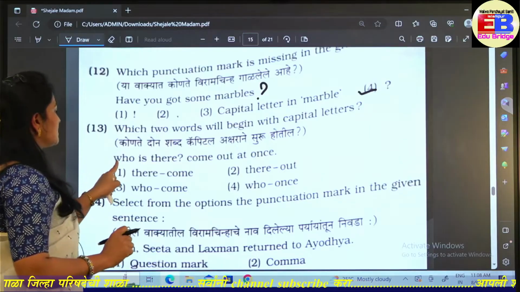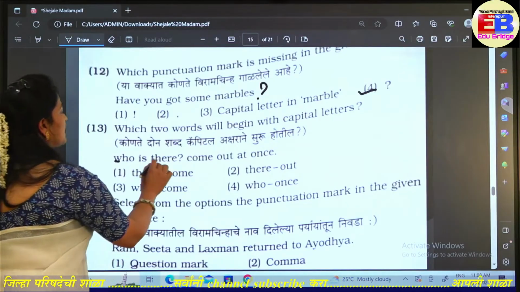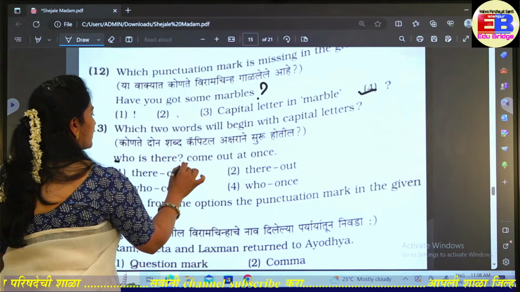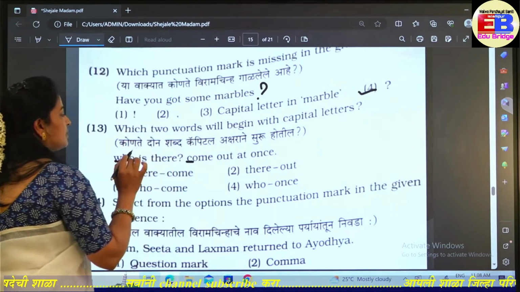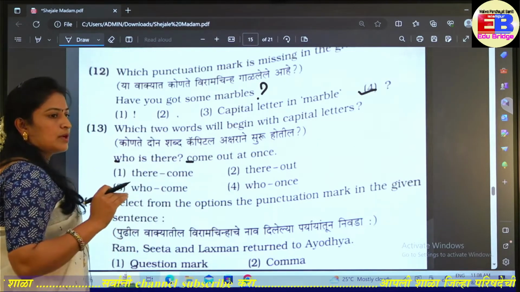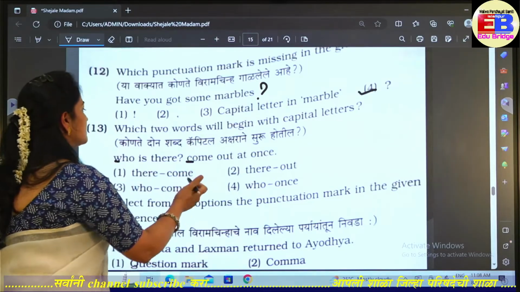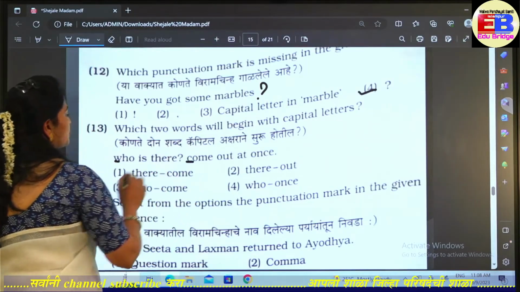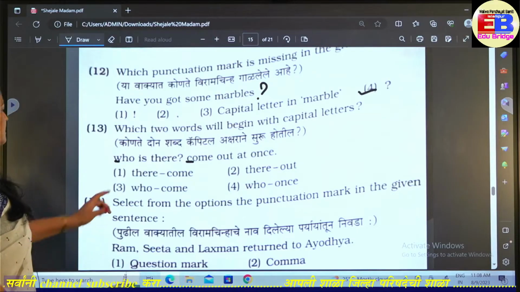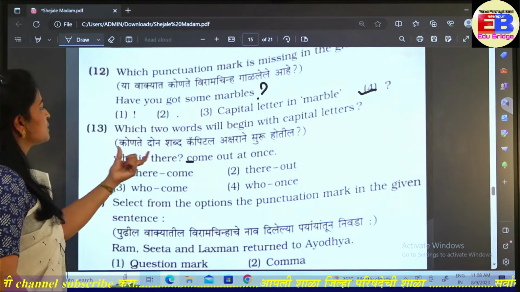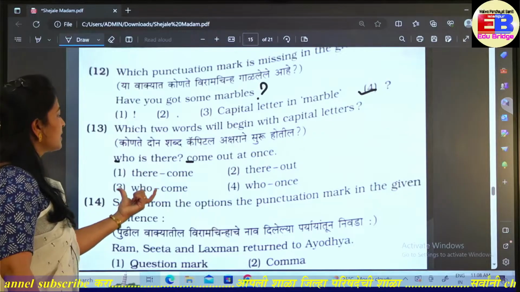Capital for first, that is W. Who is there? Question mark is already given. C, after question mark, the new sentence begins. So C also should be in capital letters. So Who and Come, these two should begin with capital letters.